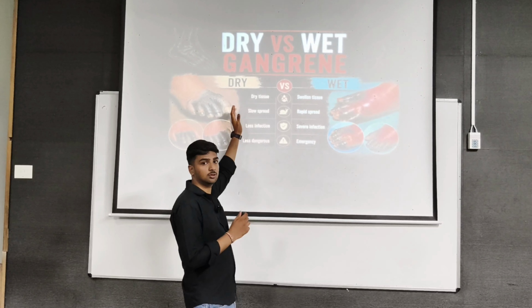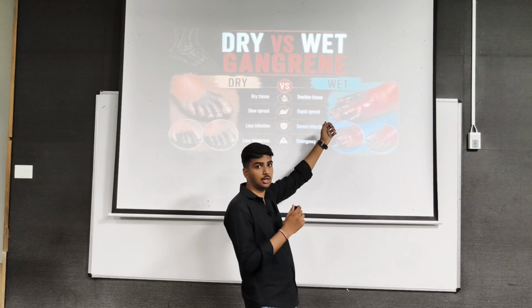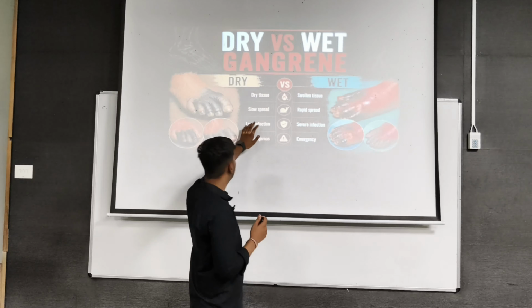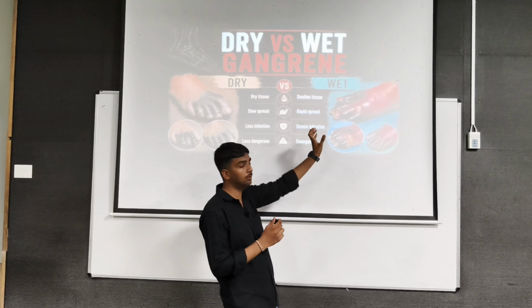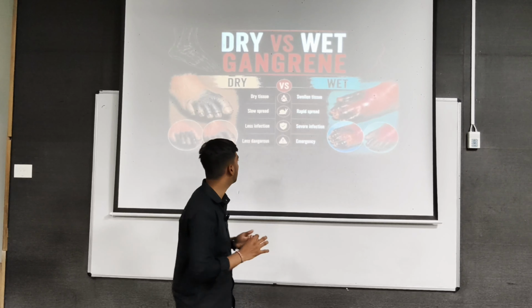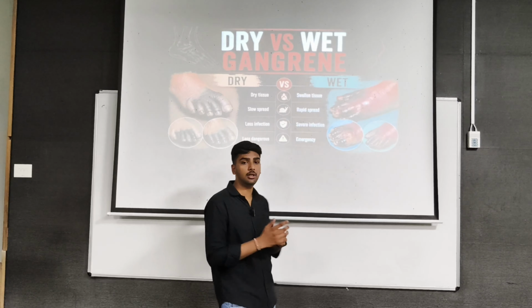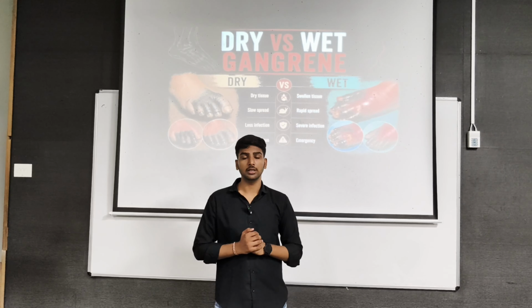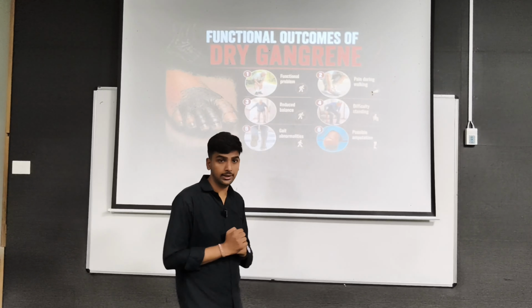Then dry gangrene spreads slowly because it's not that harmful, and wet gangrene spreads rapidly. It's harmful, meaning it's dangerous. So in this it's less infection and in this it's more severely infectious. And dry gangrene is less dangerous, and wet gangrene requires emergency treatment. Now we'll see the functional outcome of dry gangrene.